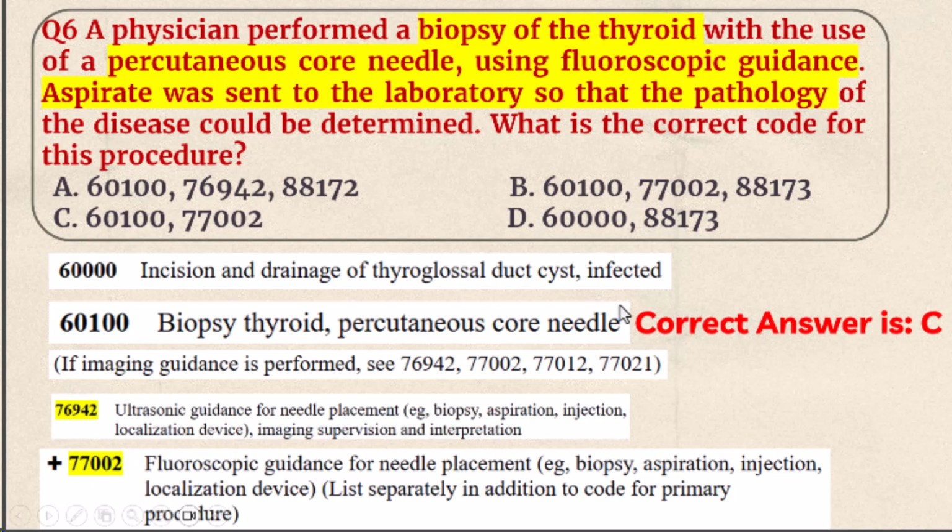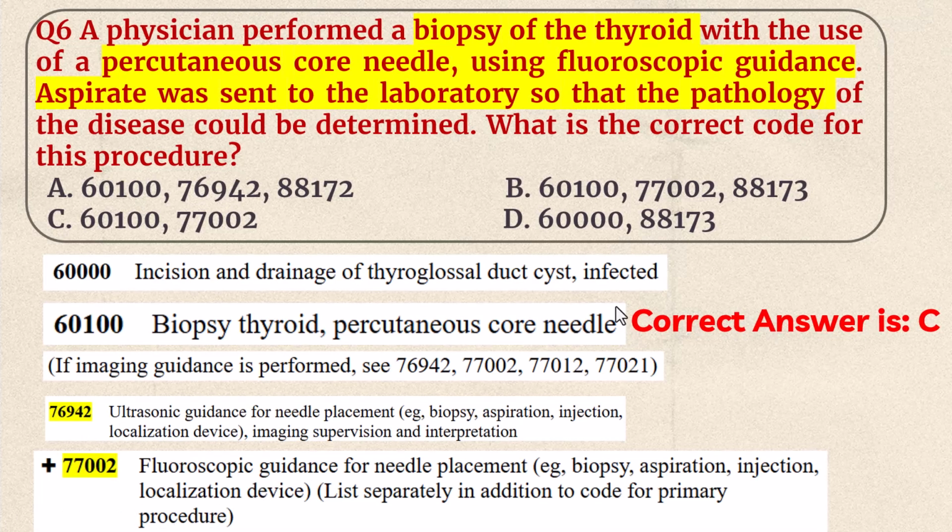The pathology codes 88172 and 88173 should not be coded by the physician because he or she did not perform the laboratory service. The lab performed the service separately and should code for the item separately. So in this case, you have to code only for the physician procedure here.